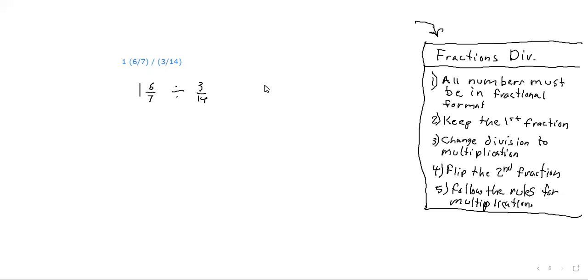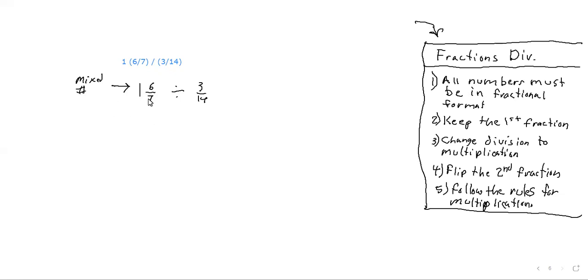So let's get started. First thing we must note is that whenever we have a fraction involved in any equation, all the numbers must be in fractional format. This number here is not in fractional format. It's a whole number and a fraction. It's called mixed number format. So we have to change that to a fractional format. The other fraction is okay. It's in fractional format.